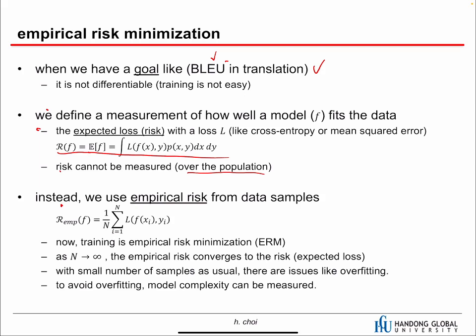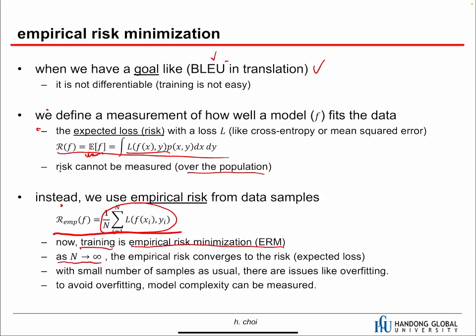Instead, we can use empirical risk from data samples. We can select some 1,000 people randomly, measure their height, and take the average to estimate these expectations. That's empirical risk. Instead of calculating this expectation, we just get some data samples and take the average of this loss. In this case, training is actually empirical risk minimization. So we are going to minimize this empirical risk. That's all we can do.